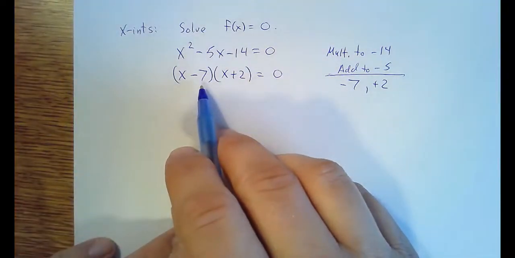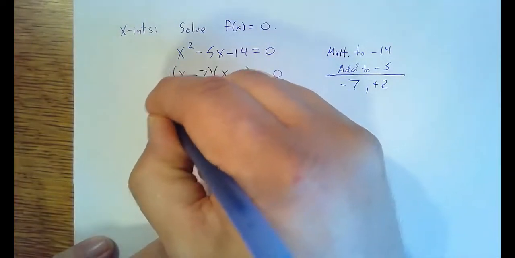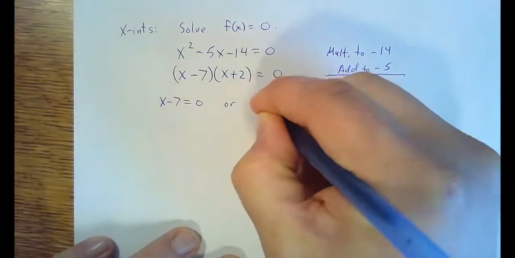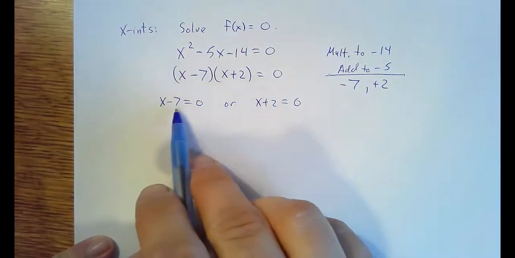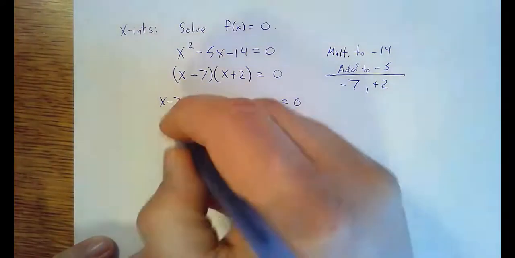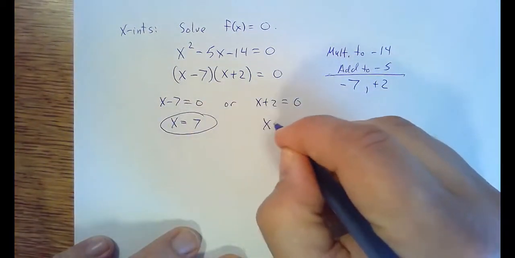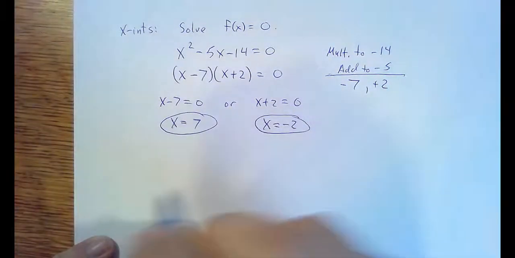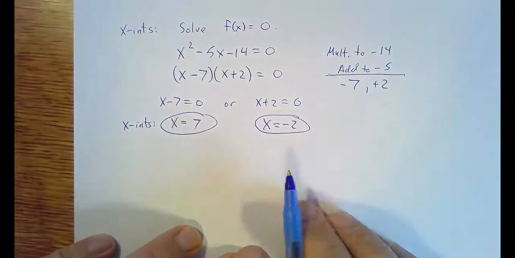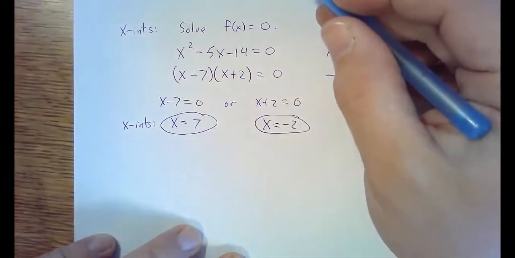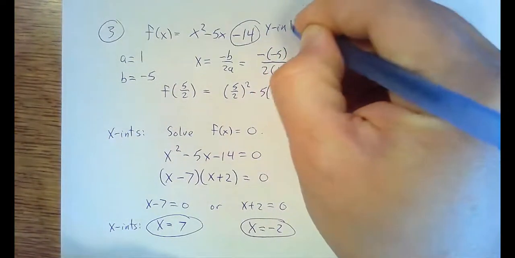The reason why it's nice to have it in a factored form is because if a product equals 0, then by the zero product property, we can set each factor equal to 0. The only way x minus 7 times x plus 2 could equal 0 is if one or both of the factors equals 0. And then solving, we can add 7 to both sides to get x equals 7, subtract 2 from both sides to get x equals negative 2. So here are the x-intercepts of the function. And we said that the constant term, minus 14, is the y-intercept of the function.